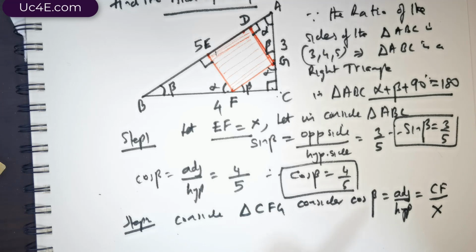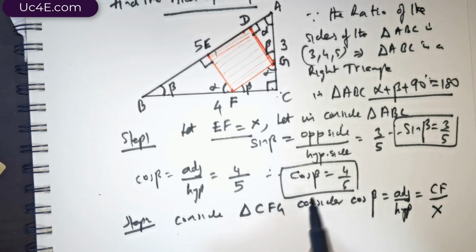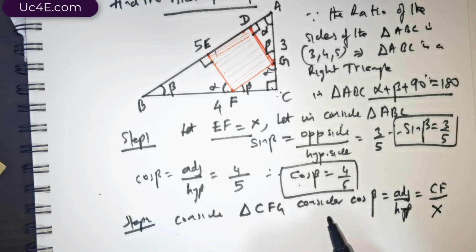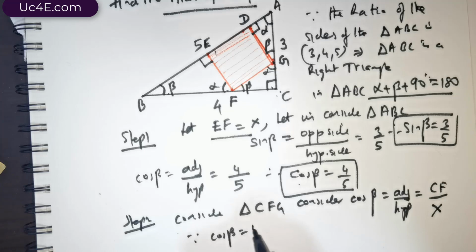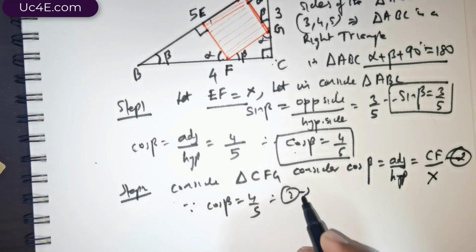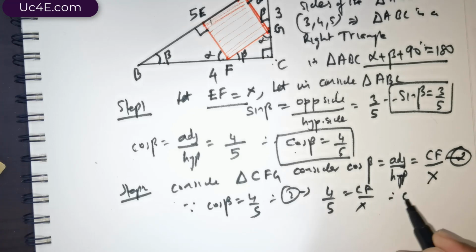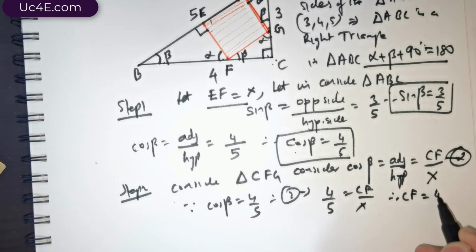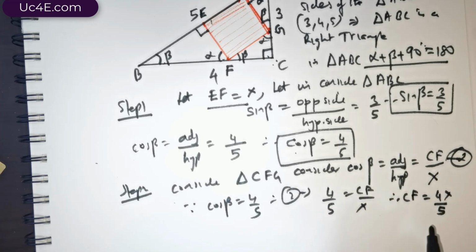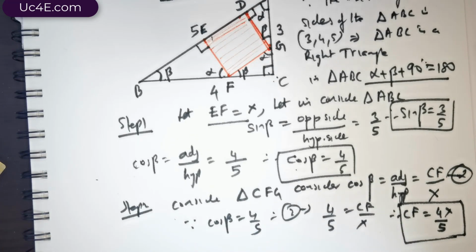Now, is there anything else we have to use? Of course, we have cos beta, and cos beta is 4 over 5. Therefore 4 over 5 is equal to CF over x. Therefore, CF is equal to 4 times x over 5. So now CF is got.